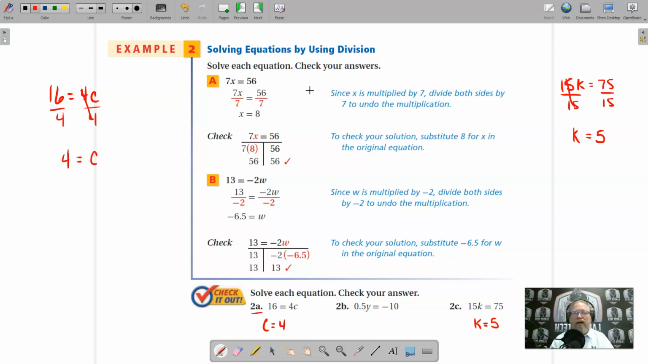So how do we undo division? We use multiplication. How do we undo multiplication? We use division, because they are inverse operations, correct?